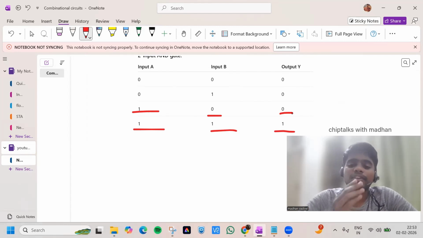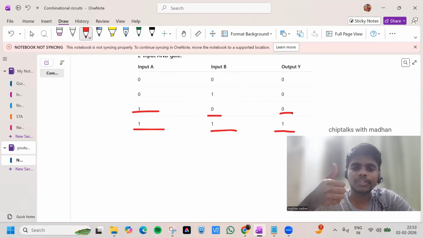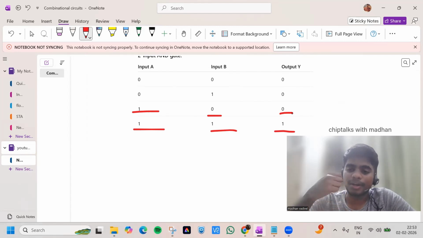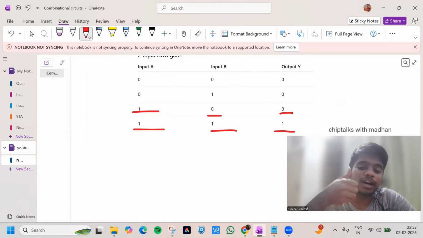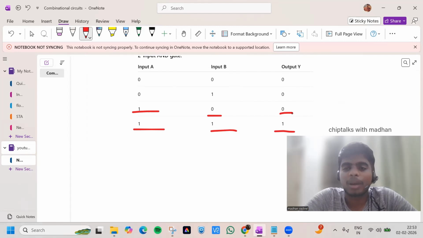If you are going to an interview, a mock interview, or attending some exams, and they ask what a combinational circuit means, you can answer: in combinational circuits, the output depends on the present input. If the input changes, the output must change. There is no memory or previous state. Whenever the input changes, the output changes. This is called a combinational circuit. Hope you understand the concept of combinational circuits.